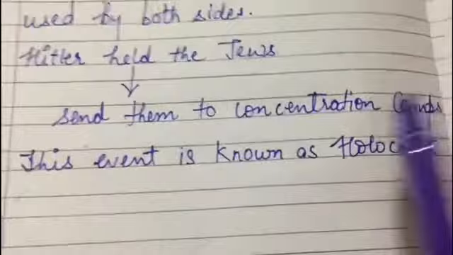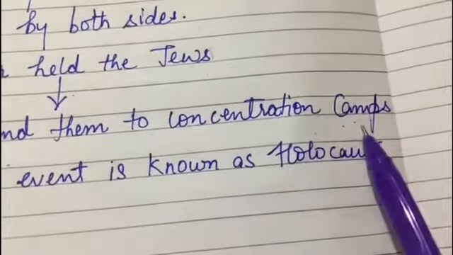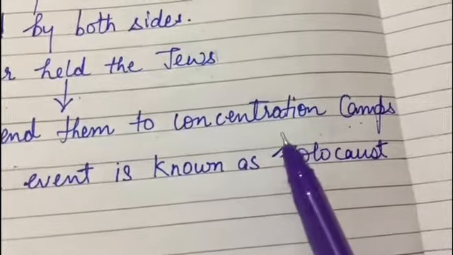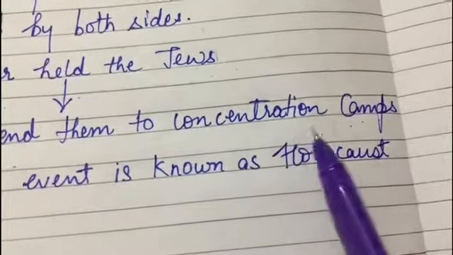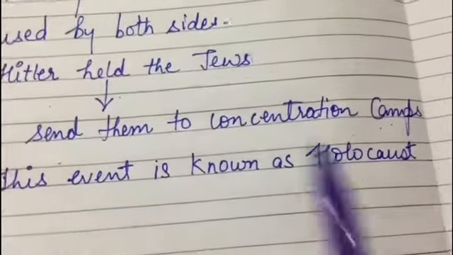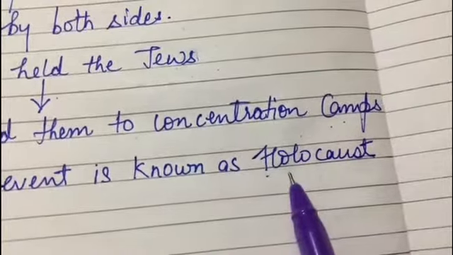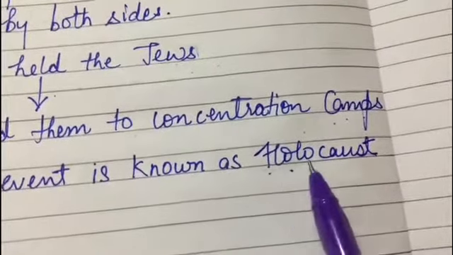So, as Hitler sent the Jews to the concentration camps, more than 6 million Jews died in these camps. And this period or this event is basically known as the Holocaust. Okay, what is this event known as? Holocaust.